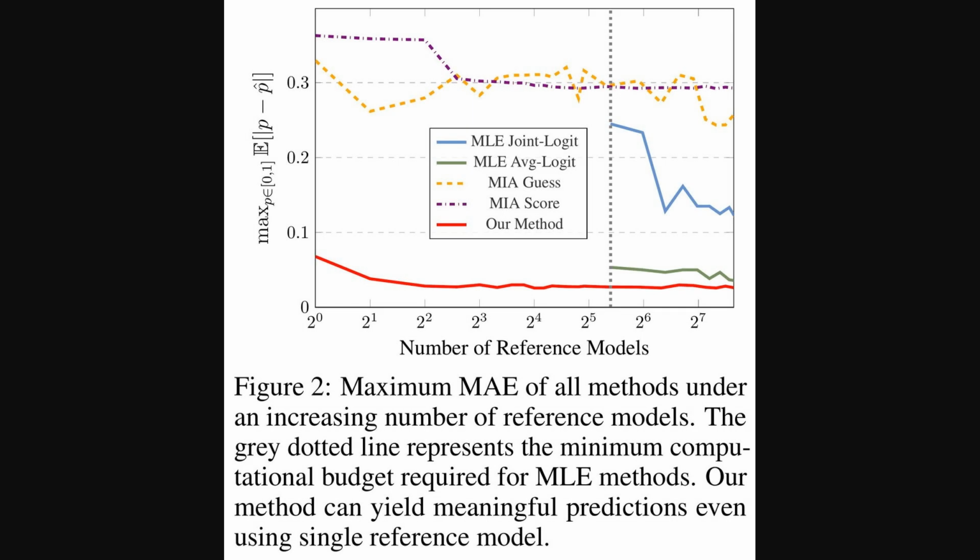Okay, so this next figure further illustrates the efficiency and accuracy we just saw. It plots that maximum mean absolute error we discussed against the number of reference models used. You can see the red line representing their method stays consistently low, achieving that desirable sub-0.1 error even with just one single reference model. This is a stark contrast to other simpler membership inference aggregation approaches. And importantly, their method performs comparably to the much more computationally demanding maximum likelihood estimate methods, which, as you can see, require many more reference models to even begin operating, indicated by that vertical dotted line.